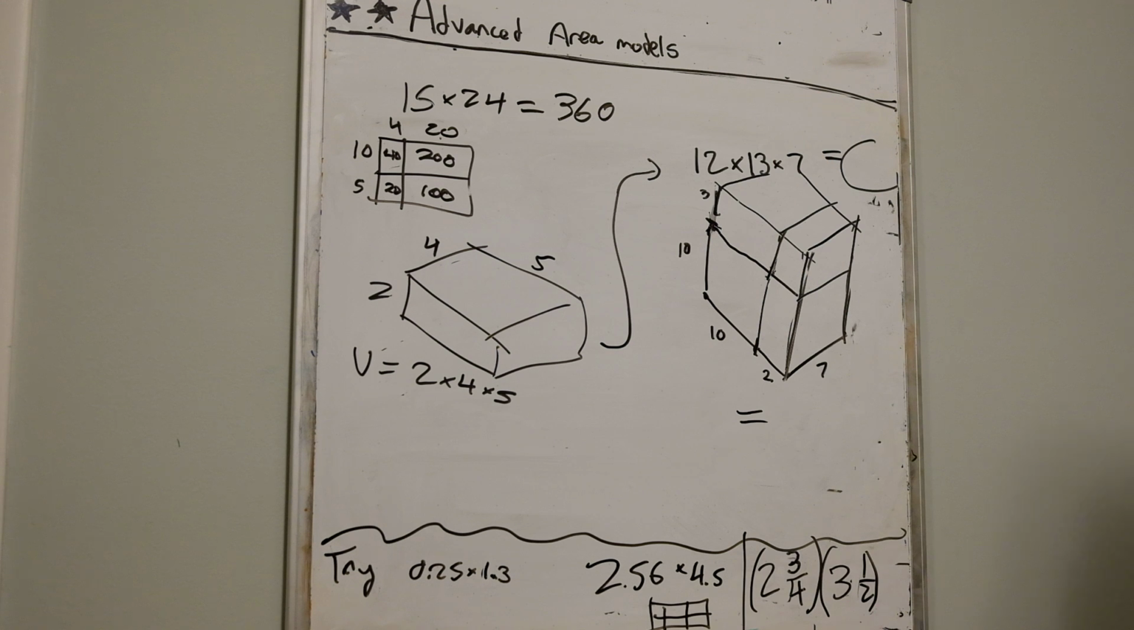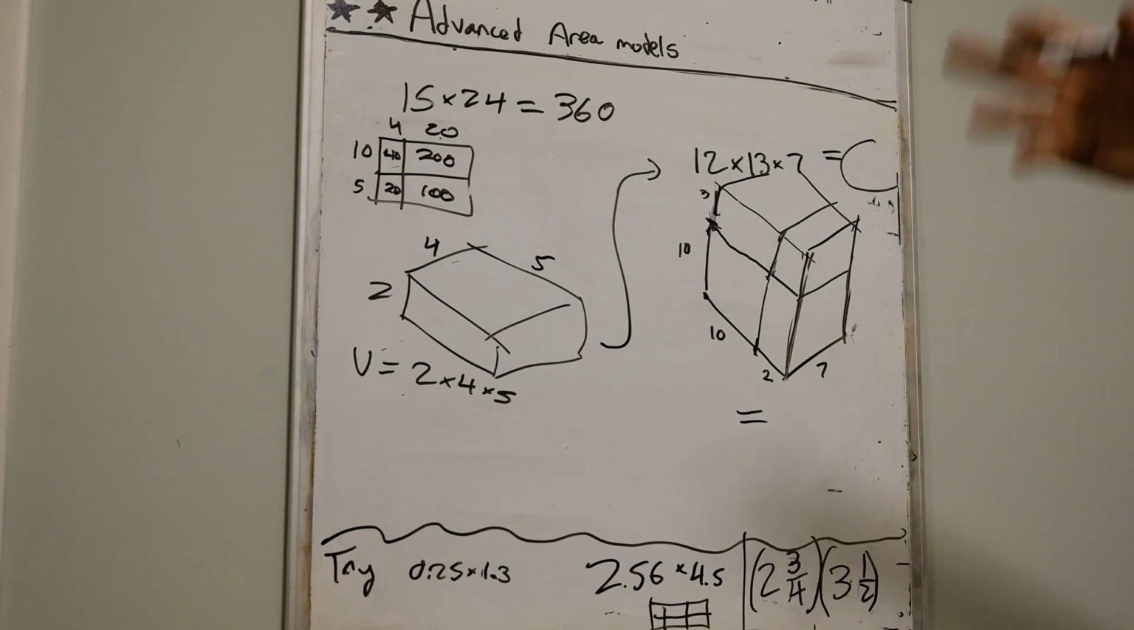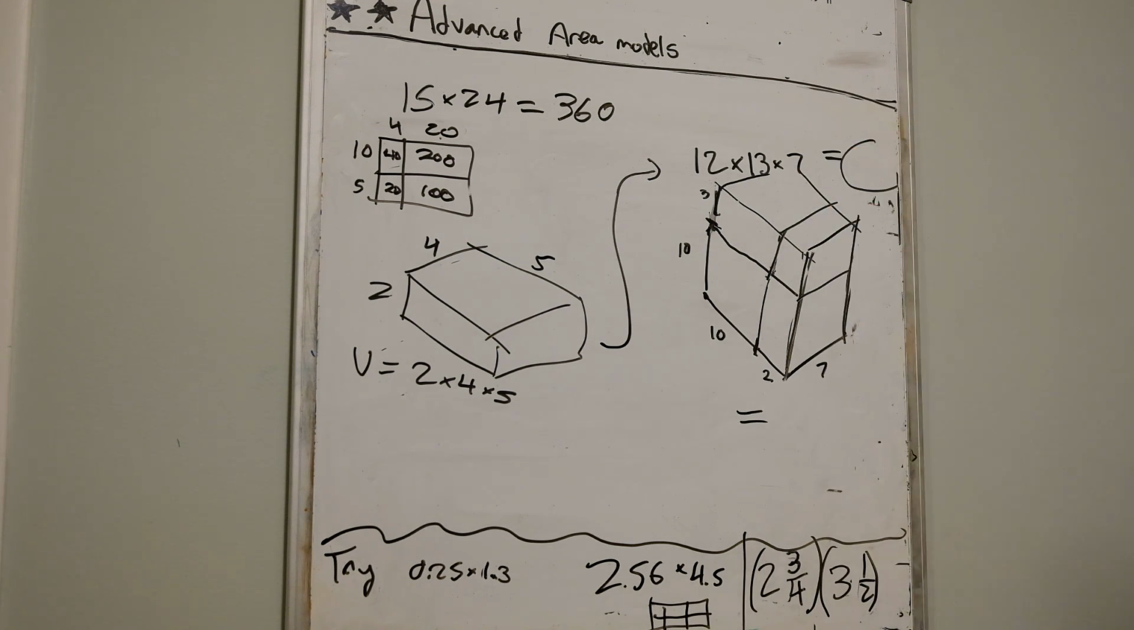So this is an advanced way to multiply. You can think about multiplication and how it relates to dimensions of space. You can think about how it relates to mixed number fractions. You can think about how you might do the algorithm to multiply multiple digit numbers, and so on.